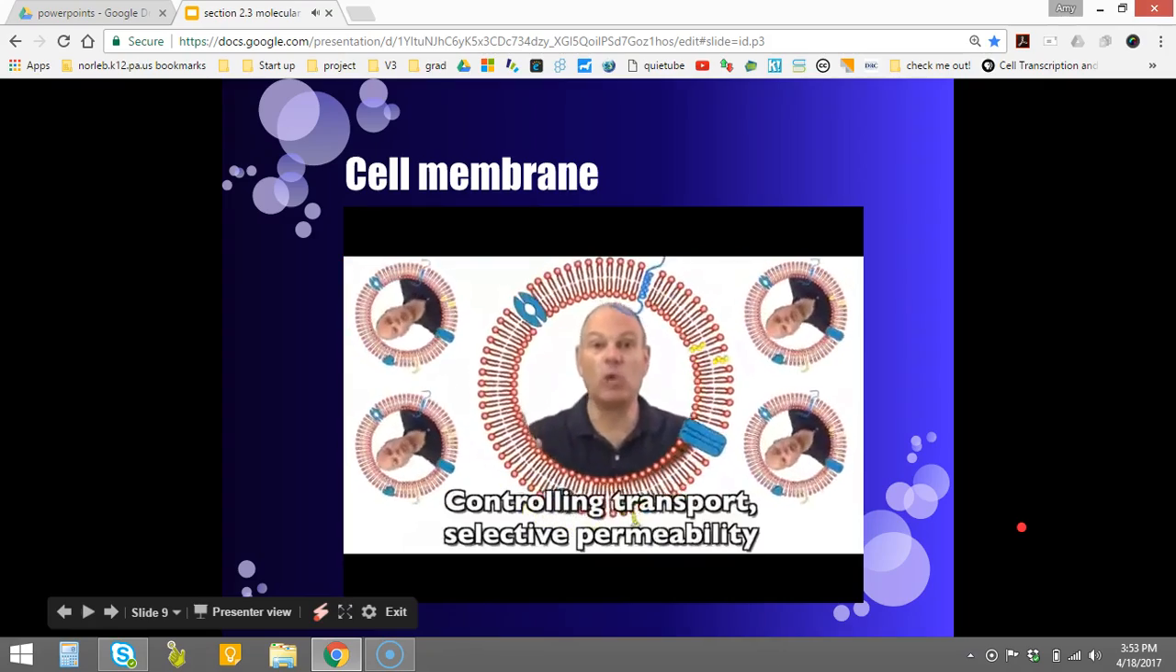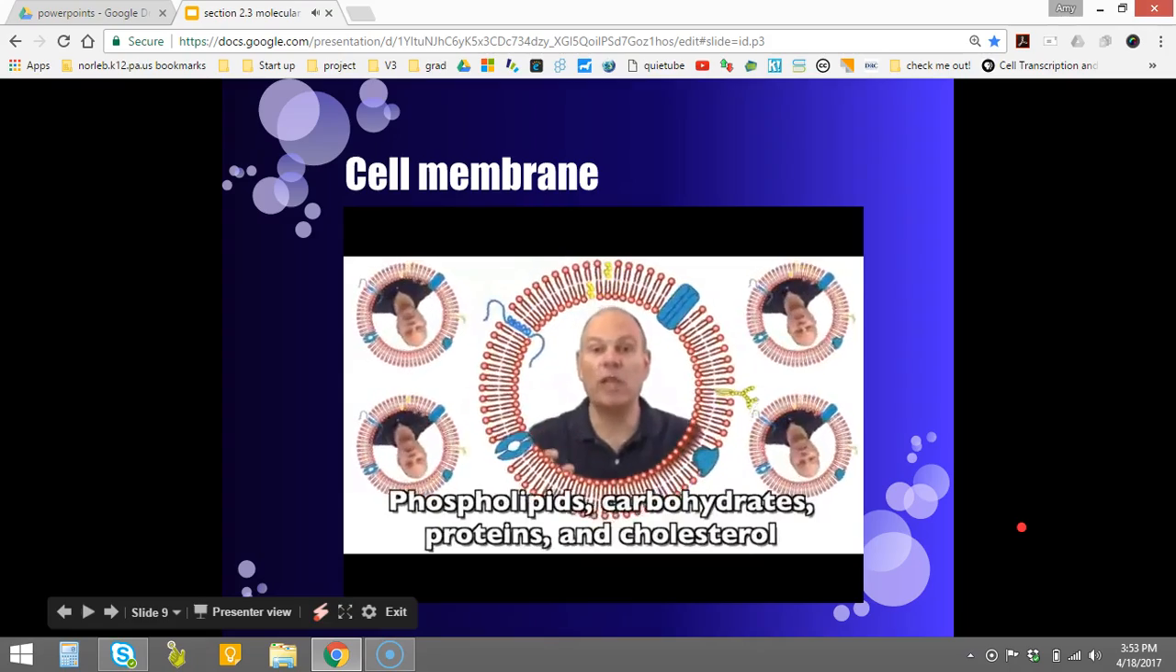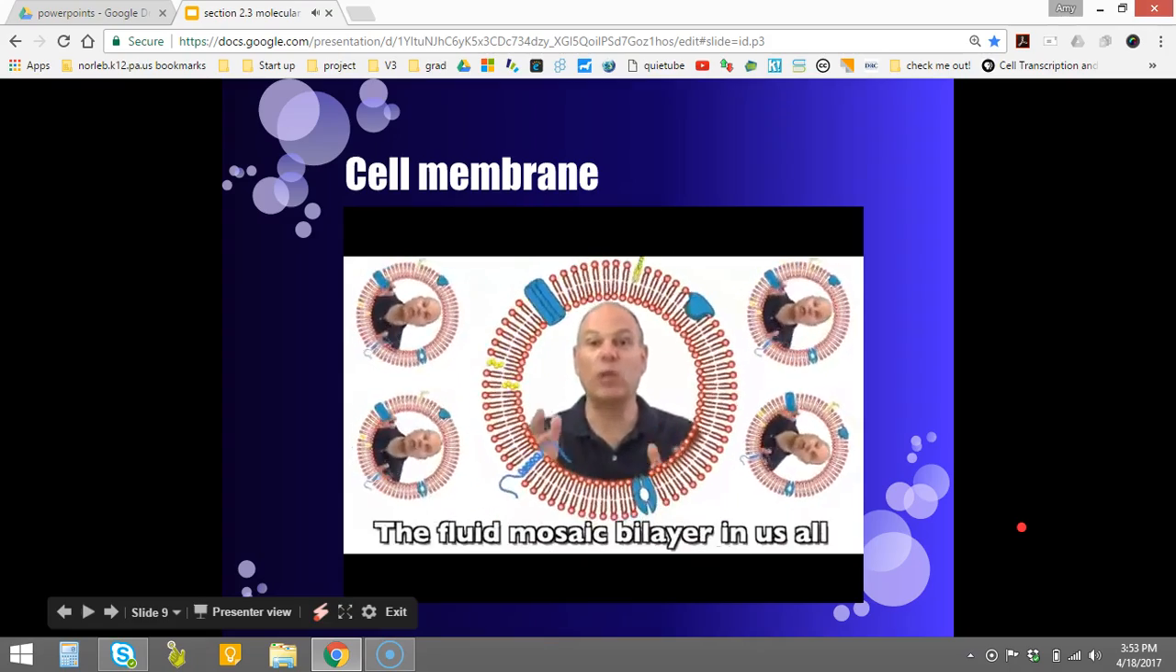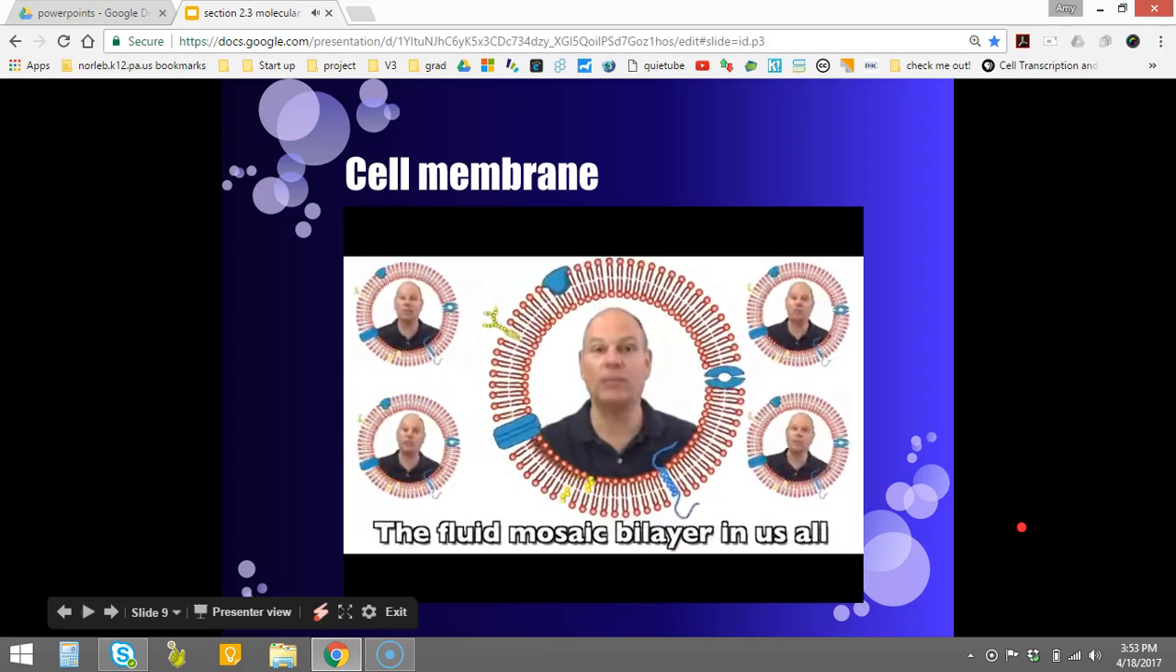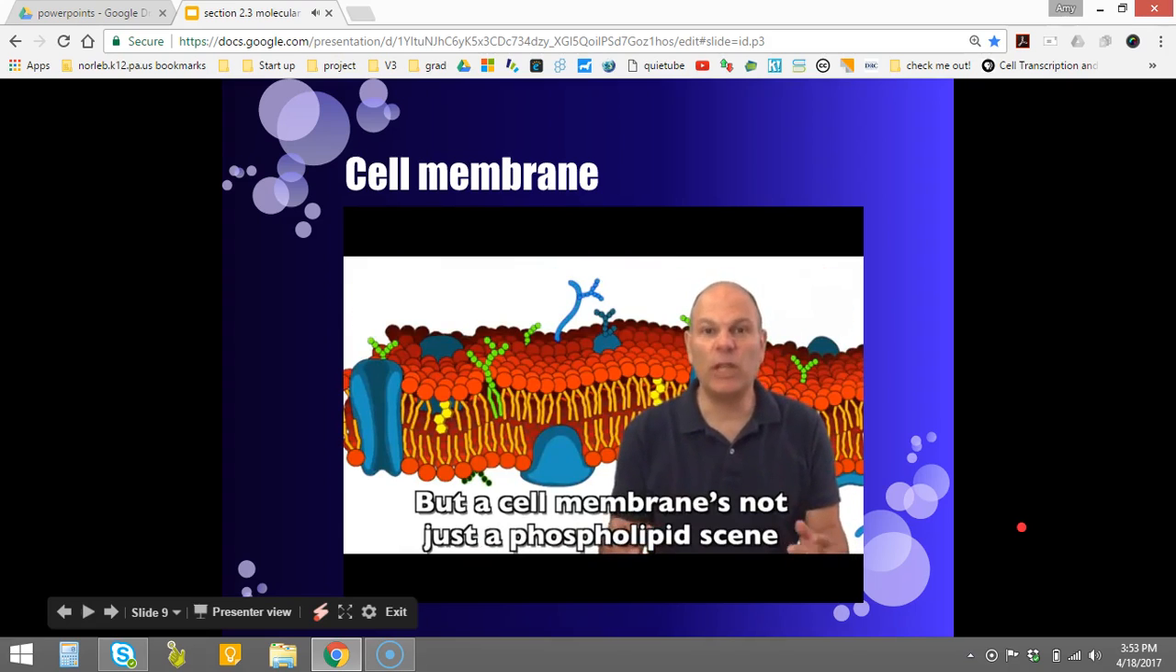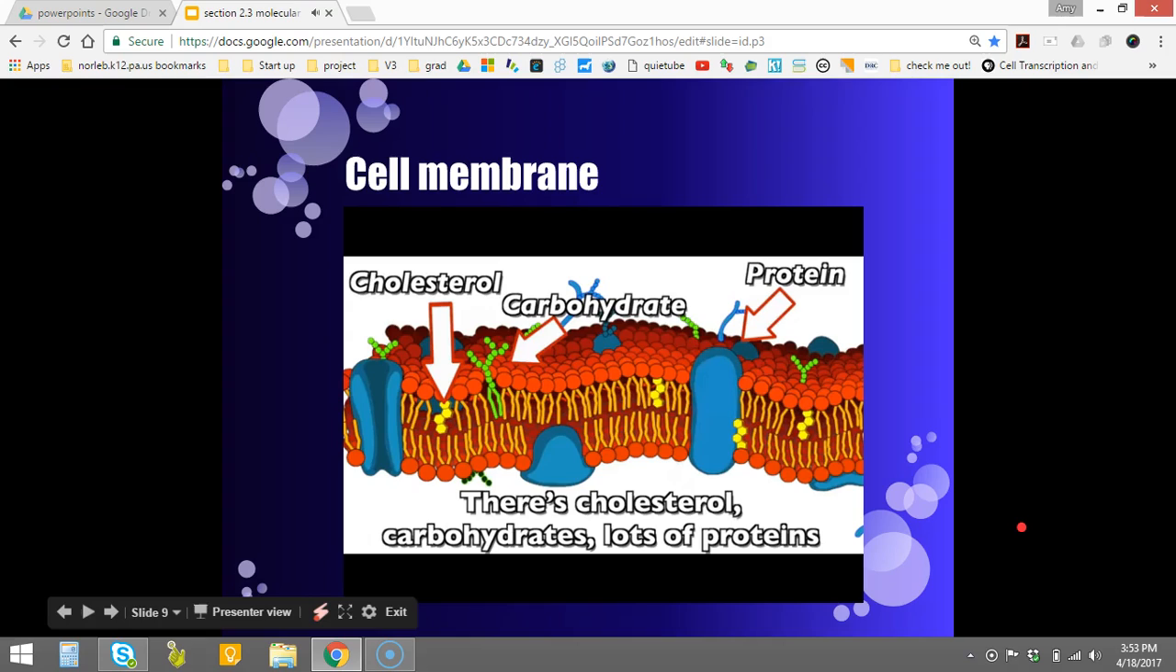C-double-L-M-B-R-A-N-E, control, transport, selective permeability. Phospholipids, carbohydrates, proteins, and cholesterol, the fluid mosaic bilayer in a solid. But a cell membrane's not just a phospholipid scene. There's cholesterol, carbohydrates, lots of proteins.